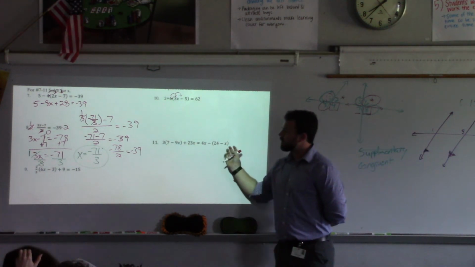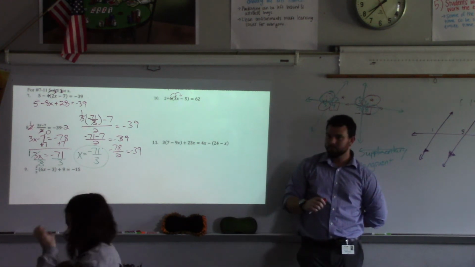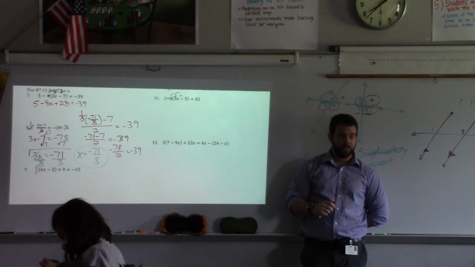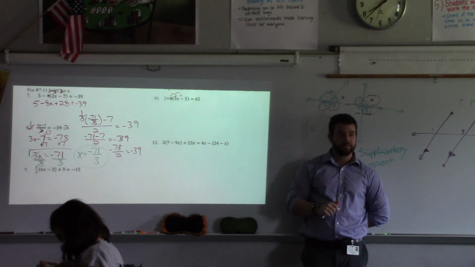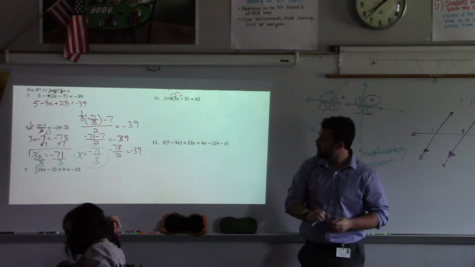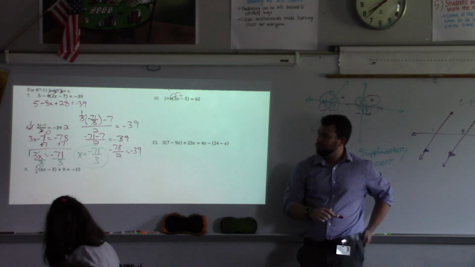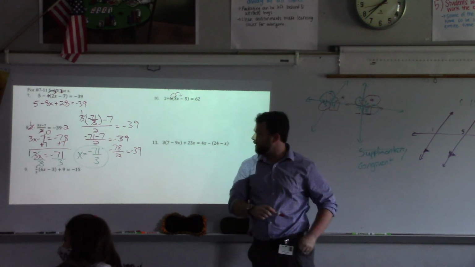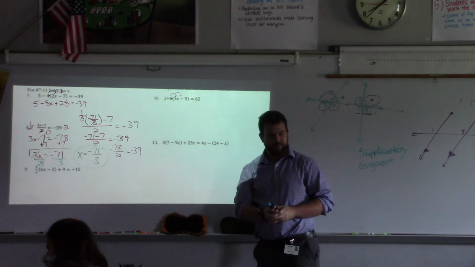Alright, so let's look at number 11 together. Can I do this one? Can I write on the board? No. You could tell me what you would do first. Alright, so let's distribute 3, and then 7, and then minus 9. Do you mean you would take your 3 and distribute it to the 7 and then the negative 9x?